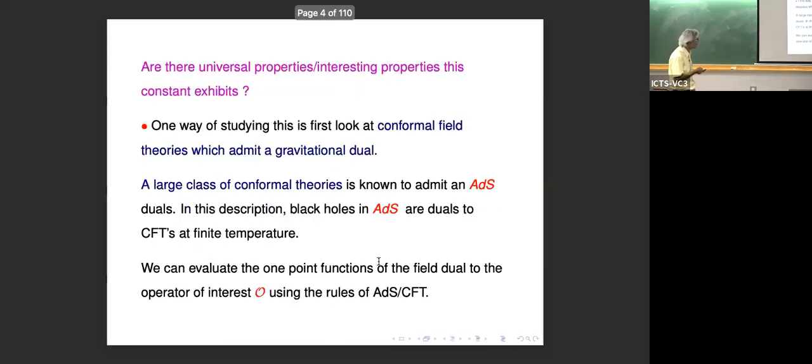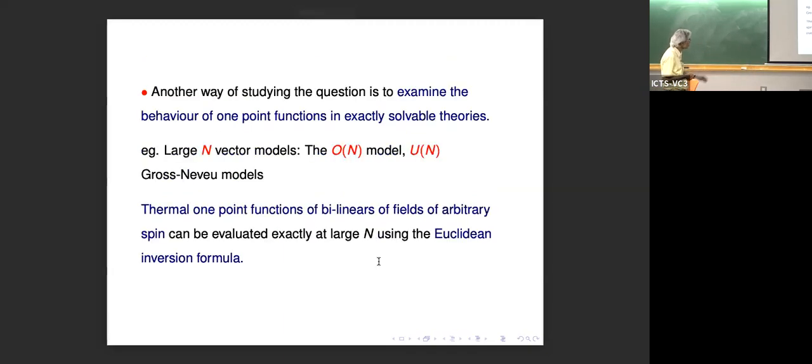Okay, so we can evaluate these one-point functions of the field dual to the operator we insert using the rules of AdS/CFT. As I said, suppose we are naively interested in some universal properties, let's just look at holography first. Then there's another way of studying this question. If you have handles with you, like solvable models such as the O(N) model or the U(N) Gross-Neveu model, these are solvable models in large N limits.